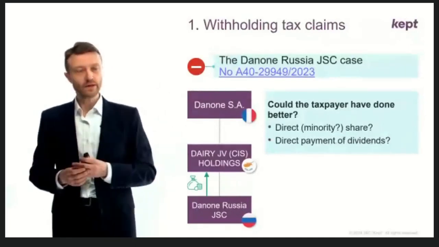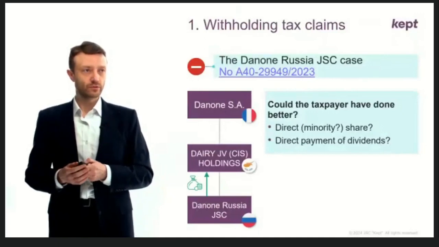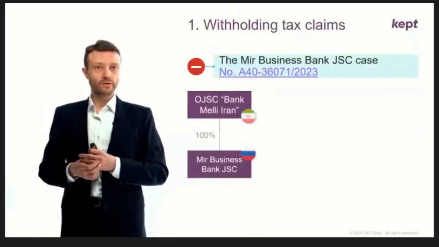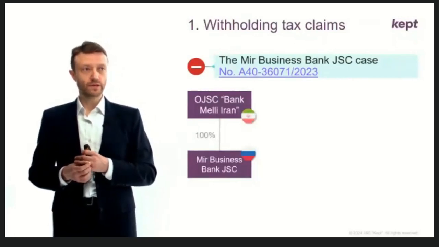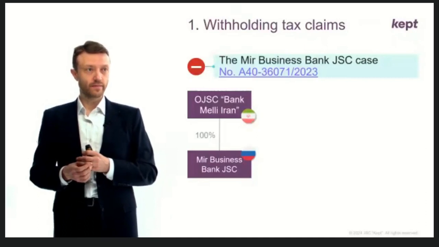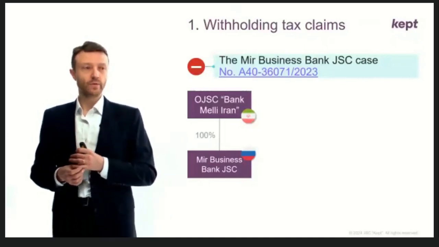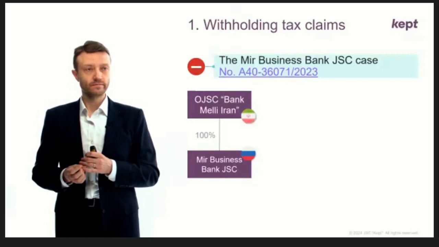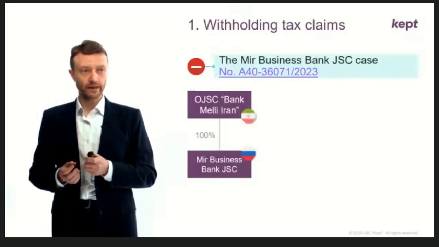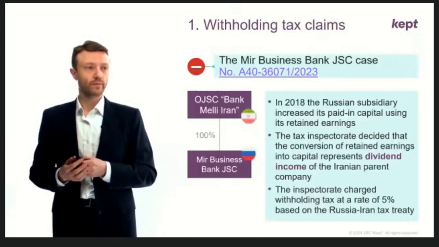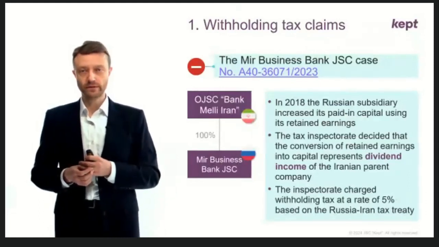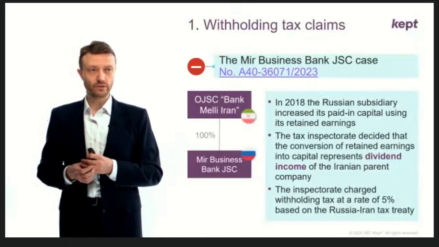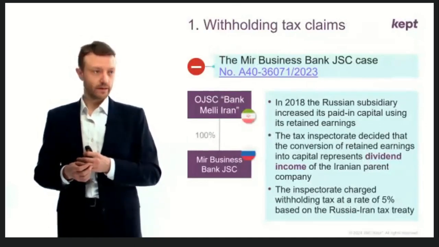Okay, those are not ideal solutions, but something to consider to avoid withholding taxes, or reduce withholding taxes being disputed. Next case, where we also see a withholding tax claim, is the Mir Business Bank case, where there was a subsidiary of, interestingly enough, an Iranian bank in Russia, where basically the Russian company converted its retained earnings into capital, into its paid-in capital.